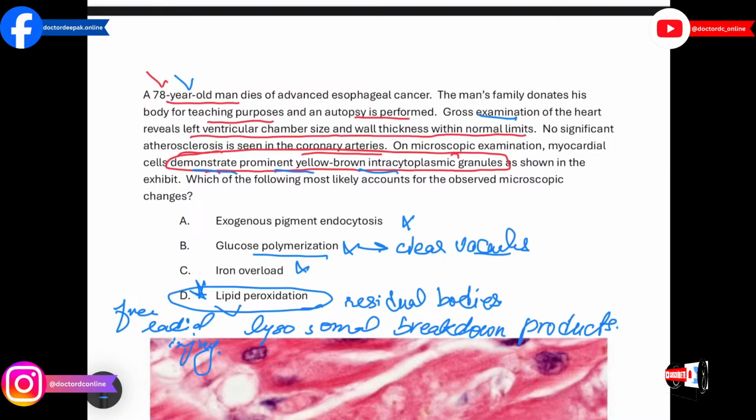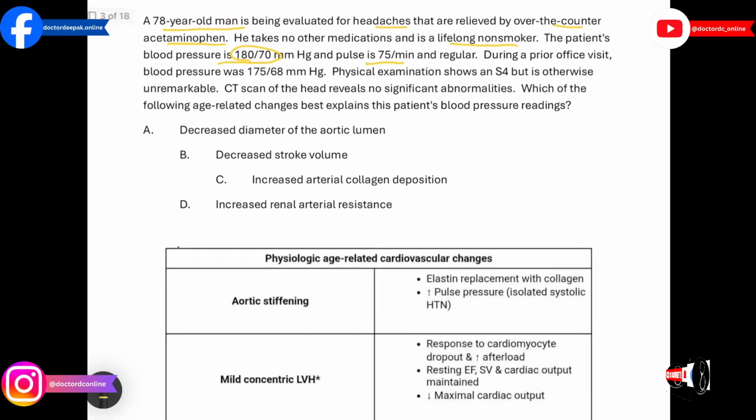Now we move to our next question. A patient presents with headaches. He takes no medication and is a lifelong non-smoker. The patient's blood pressure is 180/70 and pulse 75 per minute and regular. During a prior office visit, blood pressure was 175/60. Physical examination shows an S4 but is otherwise unremarkable. The CT scan of the heart reveals no significant abnormalities. Which of the following age-related changes best explains the patient's blood pressure readings?